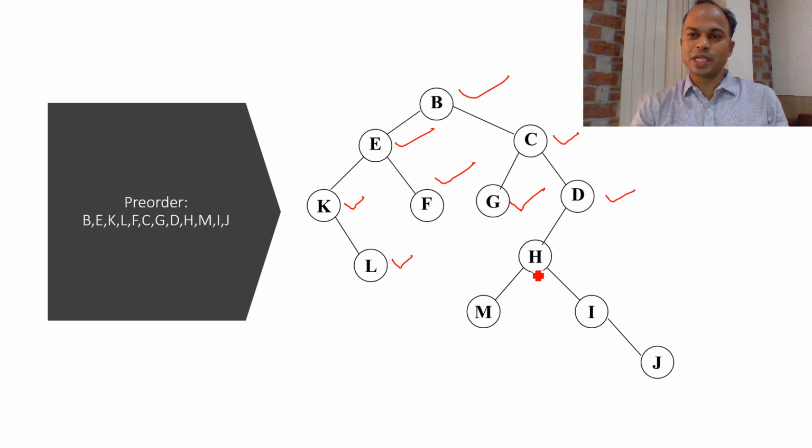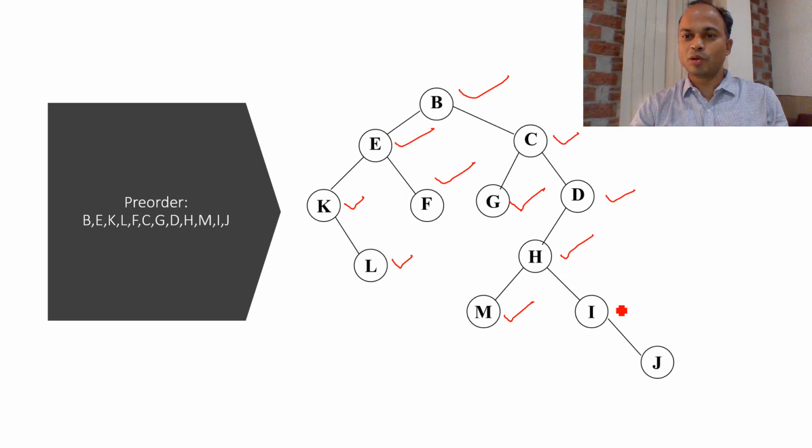We have to visit the root first. I mean we are visiting H first. After visiting H, we have to visit the left subtree, and we are visiting here M. This is our left subtree. After visiting the root, we have visited left. Now we have to visit the right subtree, and I is the root of the right subtree.